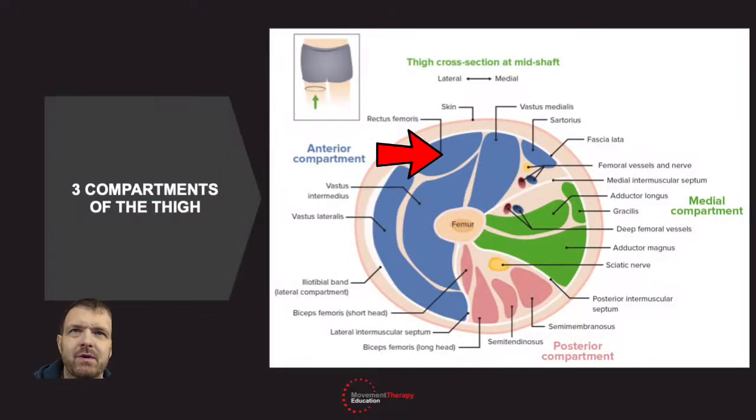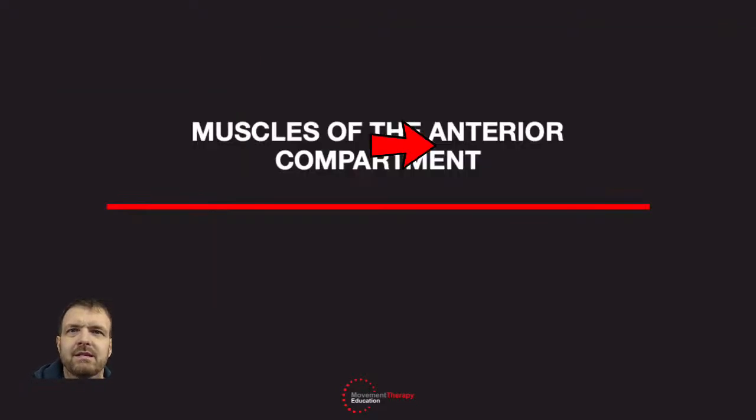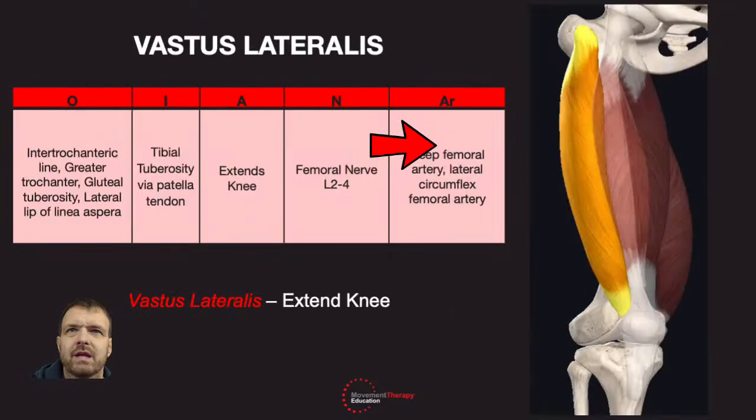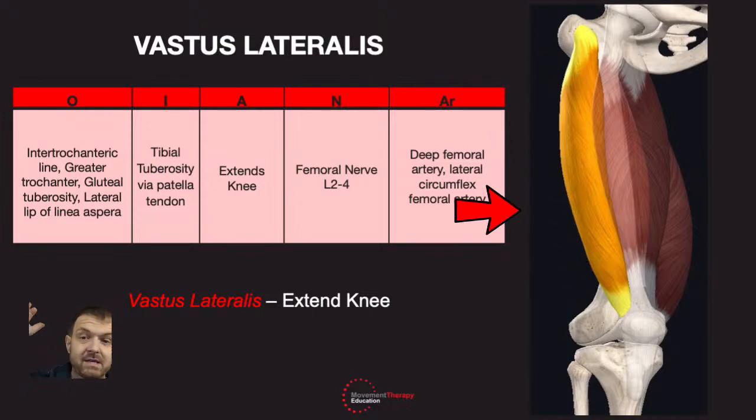So that was the most superficial one, this rectus femoris here. Okay, cool. So let's go through. There we go, and then onto vastus lateralis. This one here is massive, absolutely massive. Vastus obviously means vast, so it's a big muscle, and it's lateral. So it's on the lateral thigh.